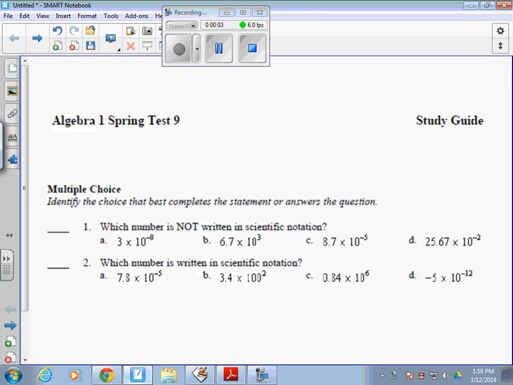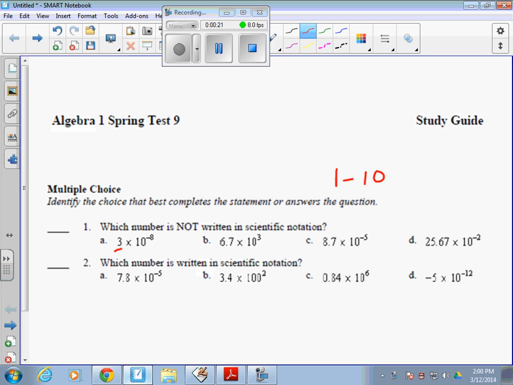This is Algebra 1. This is our spring from test week number 9 study guide. Starting off with two multiple choice problems. One of them says which one's not scientific notation. One of them says which one is written in scientific notation. Remember, for scientific notation, the number has to be between 1 and 10.